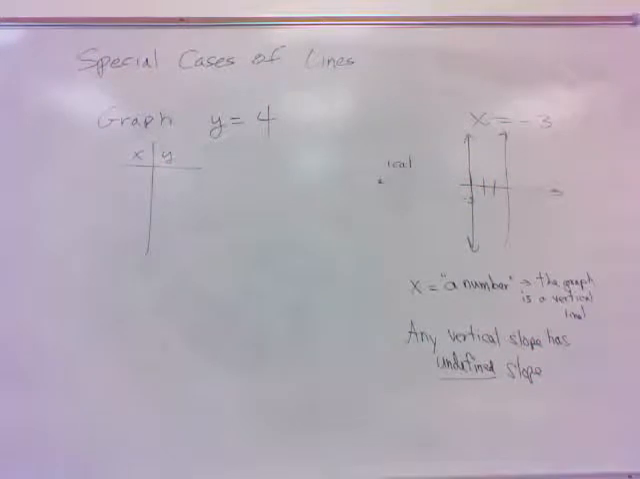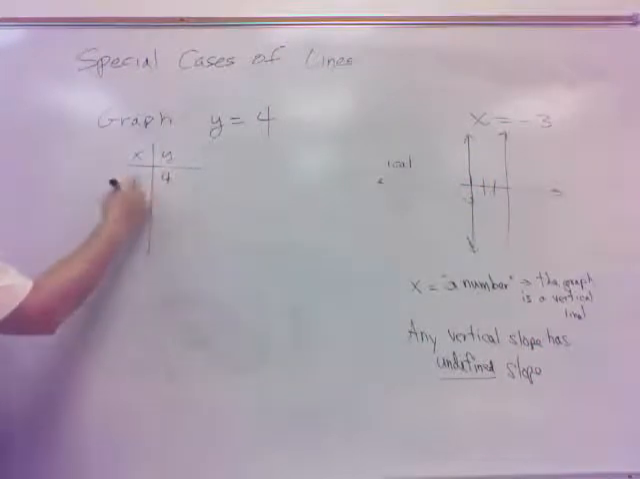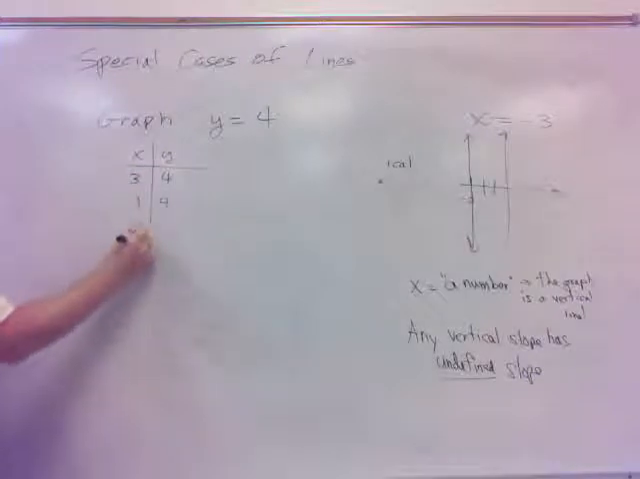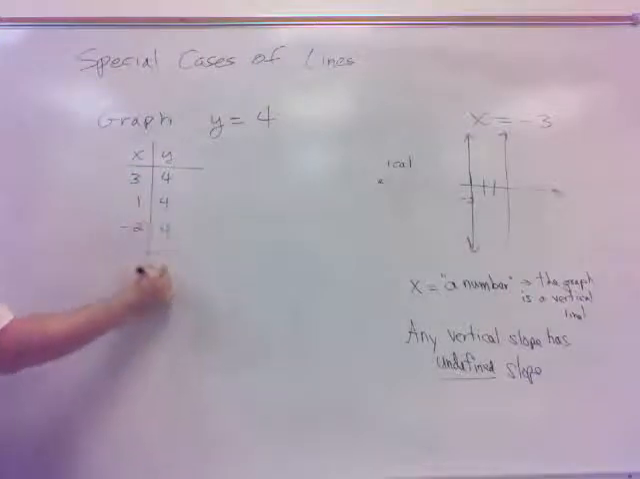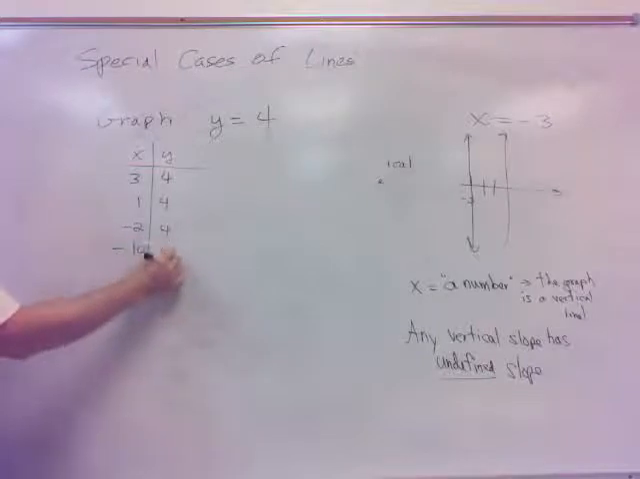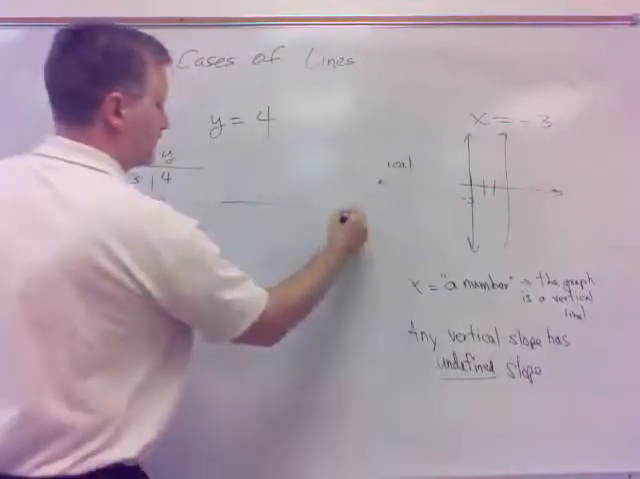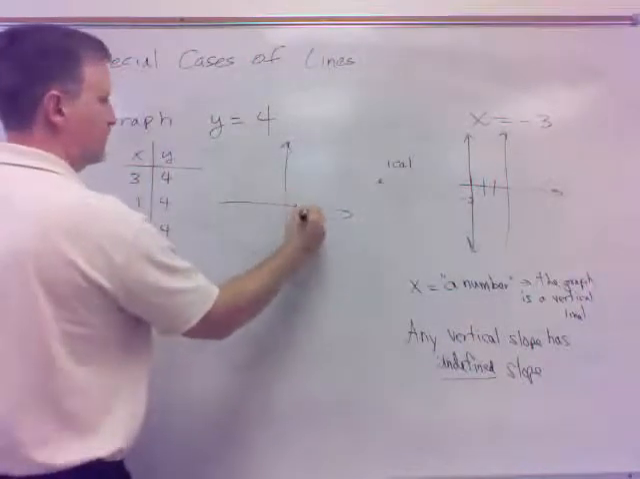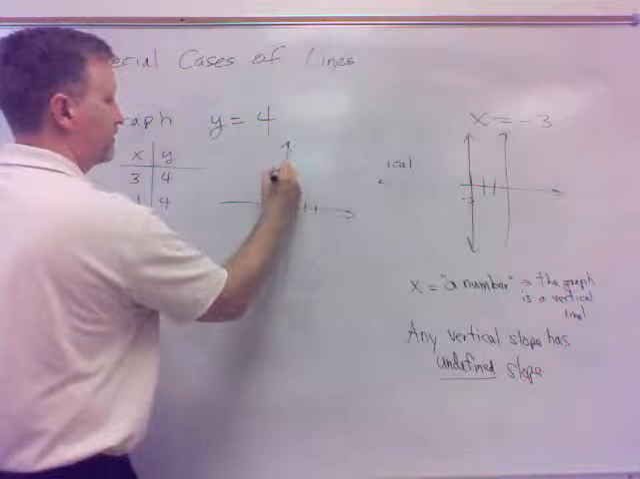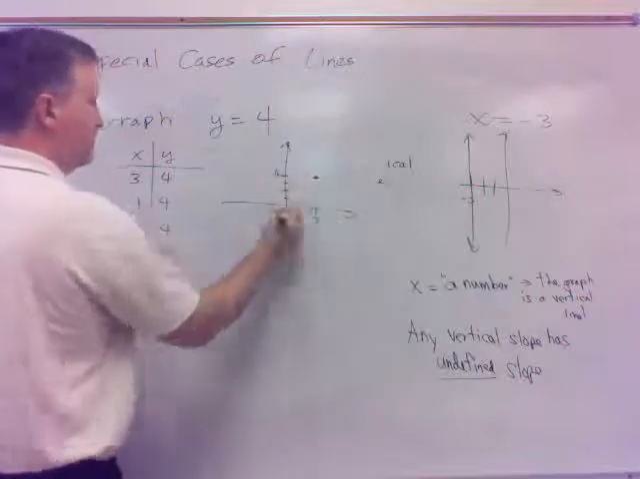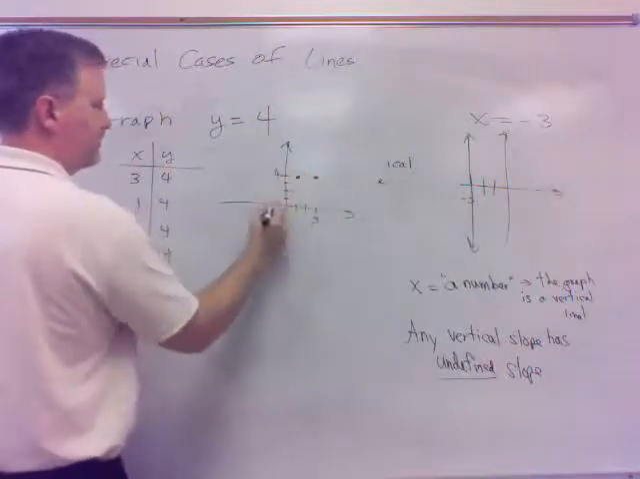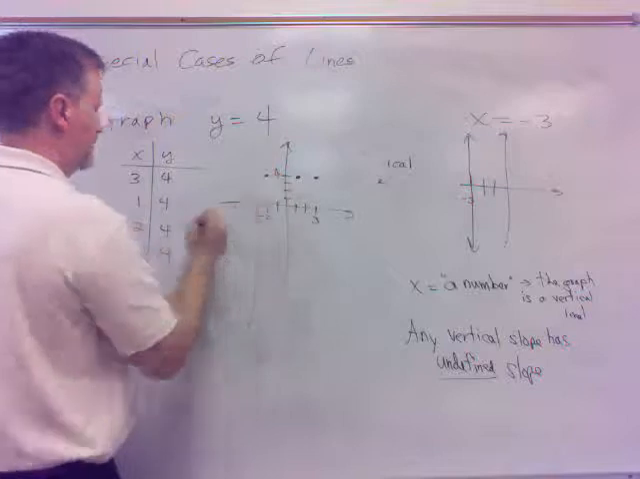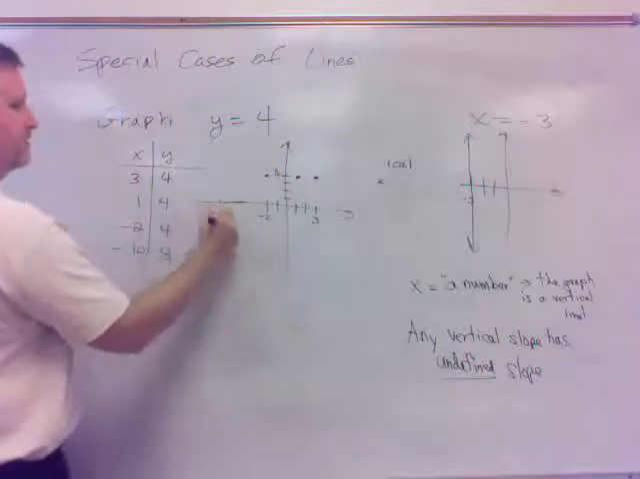Y is locked in to be 4. So no matter what the x is, 3, the y is 4. X is 1, the y is 4. X is negative 2, the y is 4. Negative 10 for x, the y is 4. That one locks in the y value. And so when you go to the graph of that, x is 3, y is 4, x is 1, y is 4, x is negative 2, y is 4, and negative 10, the y is 4.